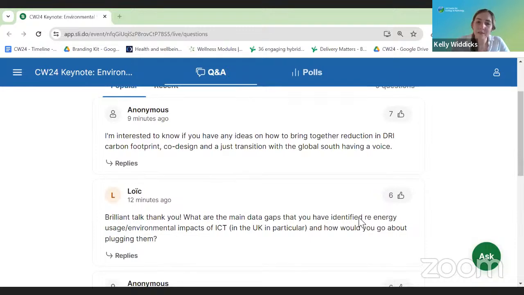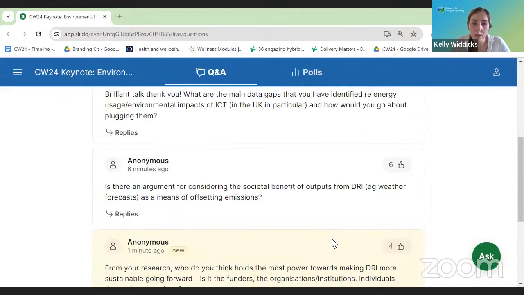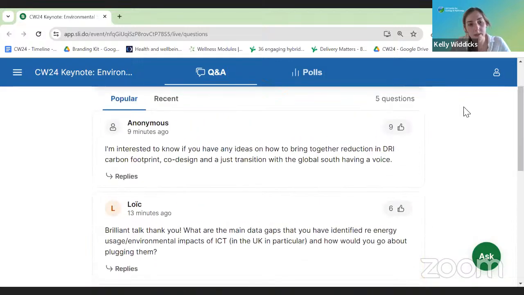And again, rebound effects, because that seems to be always the thing that we keep coming back to. How do we assess those? That's really, really complex because they're in the future and they can show in so many different ways. So I'm not sure how I would go about plugging each of those. But for me, it comes down to this whole systems approach and involving all the different people that are involved in the environmental impacts of digital research infrastructure.